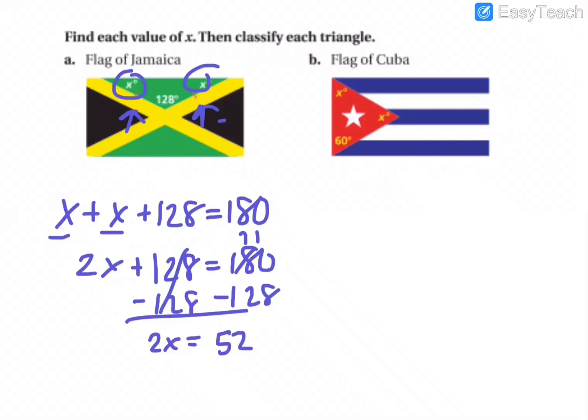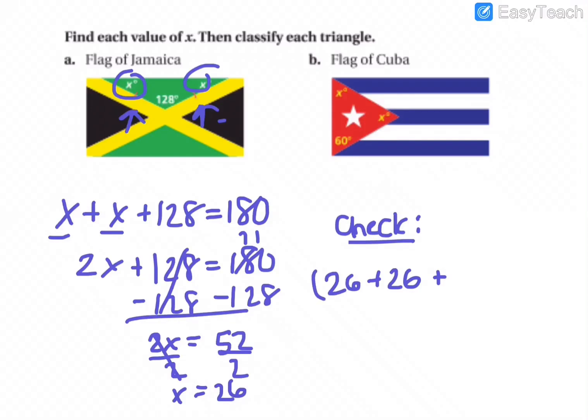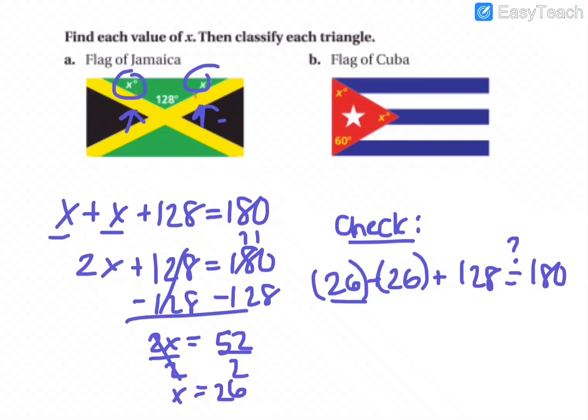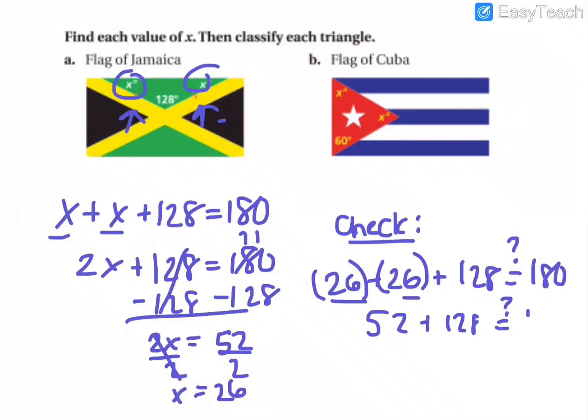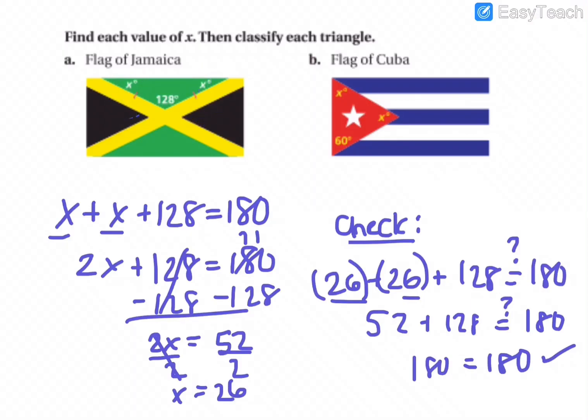That's going to give us 52. And then we're going to divide it by 2. And that gives us 26. And we're going to check it real quick. When we plug in 26 and 26 again, because those were our x's, plus 128, that should equal 180. So 26 and 26 is 52. Add that to 128, my bad, and we should get 180. And yep, 180 does equal 180. So that is correct. So that means up here, going back to the picture, both x's are 26 degrees.